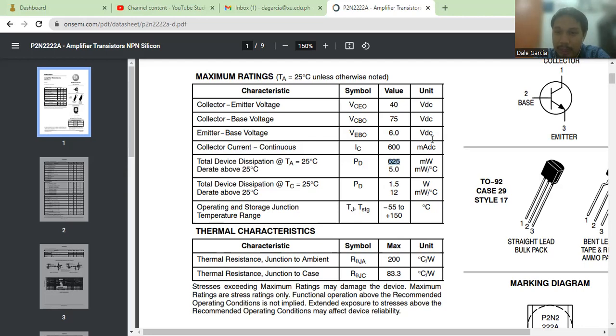So 625 divided by 12 is 52. So most probably 52 is its saturation current. Once it reaches 50 milliamperes it's very bad, it's dangerous. There's a possibility our device will be destroyed. Just telling you right now so that at least we're aware.